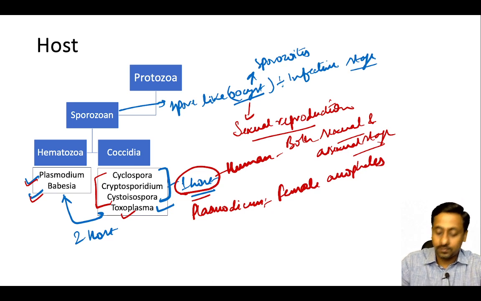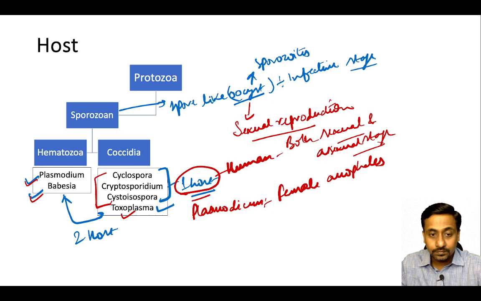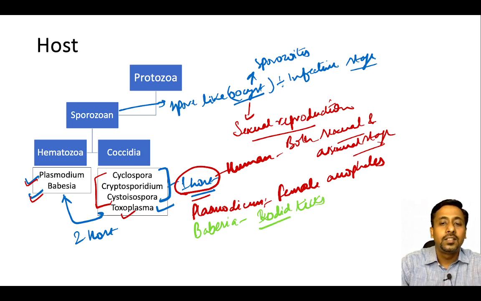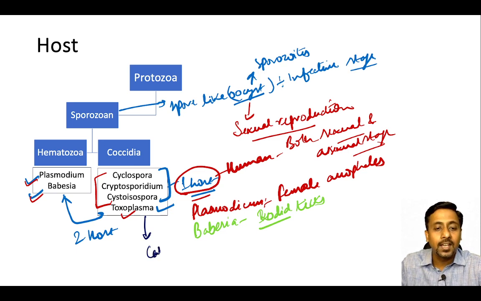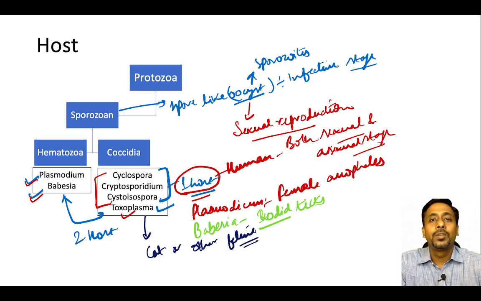Okay, whereas in case of Babesia, it occurs in ixodid ticks. Okay, ixodid ticks. And in case of Toxoplasma, the sexual reproduction occurs in cat or other felines. Okay, sexual reproduction occurs in case of Toxoplasma in cats and other felines.